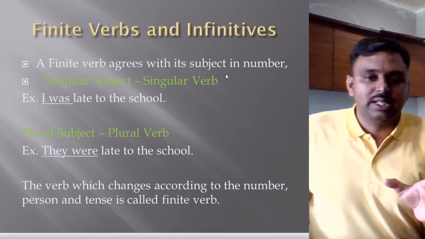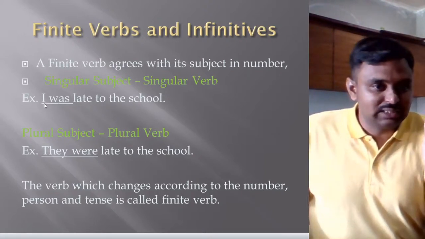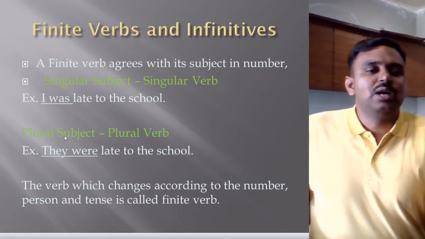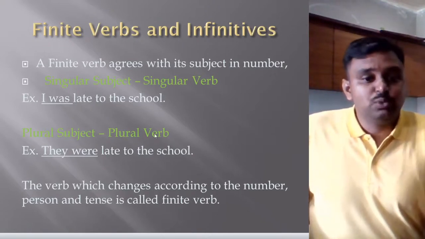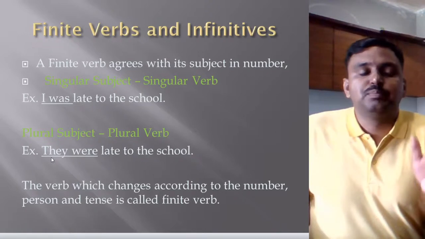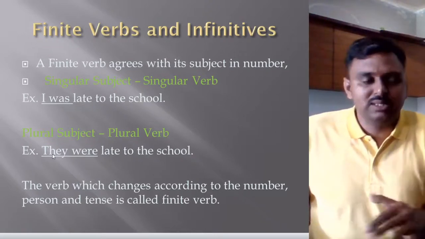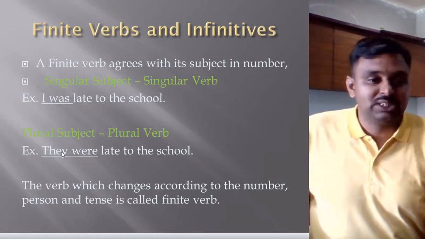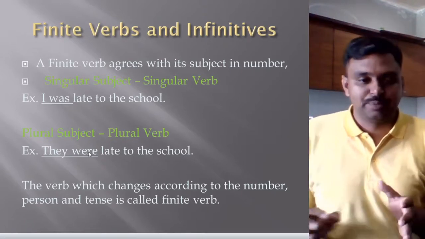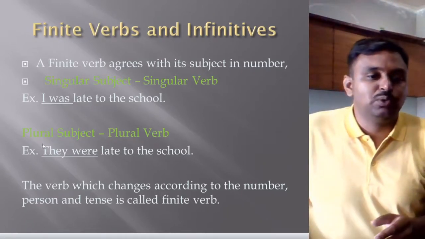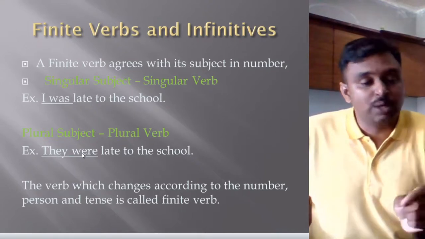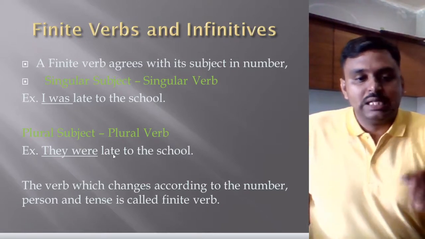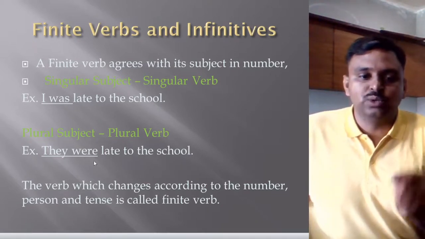So are you getting it? A singular person, a singular subject, takes a singular verb. That's the number point. The next point is plural subject, plural verb. Now what is they here? Plural subject. They means many people are involved. Then we have the plural verb, which is were. When we talk about a plural subject, we must use a plural verb, were. So the sentence frames in this way: they were late to school.